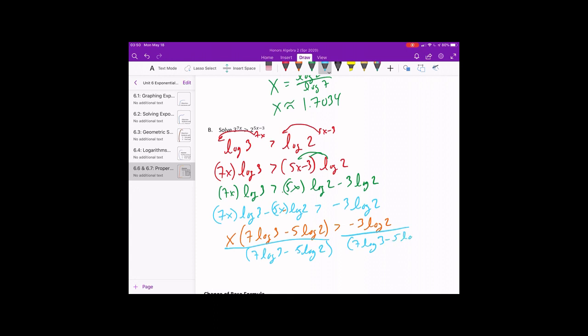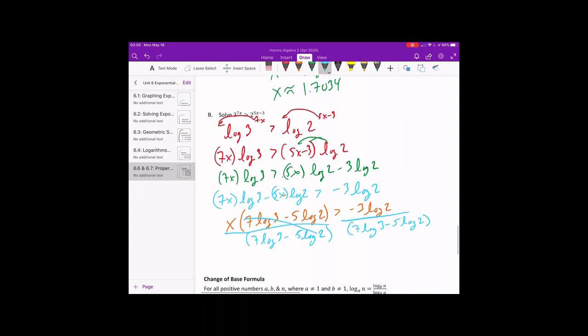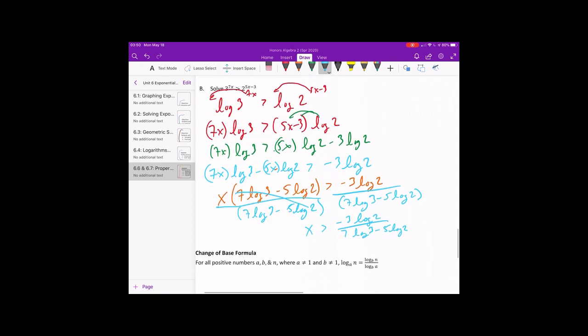Minus 5 log of 2. All this cancels. And so we get that x is greater than negative 3 log of 2 over 7 log of 3 minus 5 log of 2. And I know this looks crazy, but you've got a log here and a log here that you can calculate on your calculator and get the decimals.